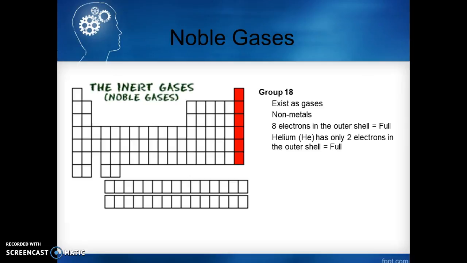Now, helium, you may have noticed, only has 2 valence electrons, or 2 outer electrons. And this also is considered full, because think about that first shell. It's full after 2 electrons, and then you move to the next one. Okay, and as I mentioned, it does not react with other elements because its outer shell is full.